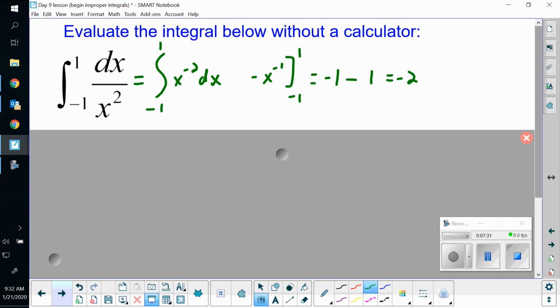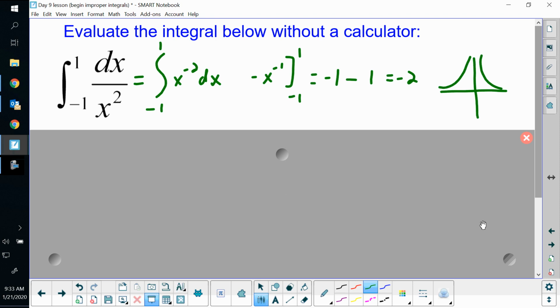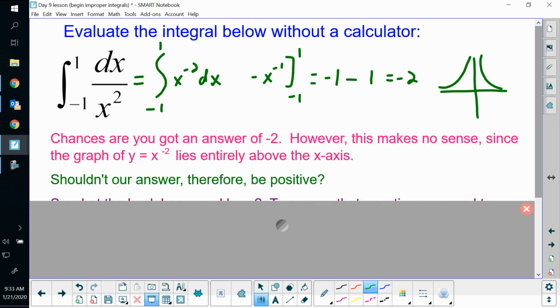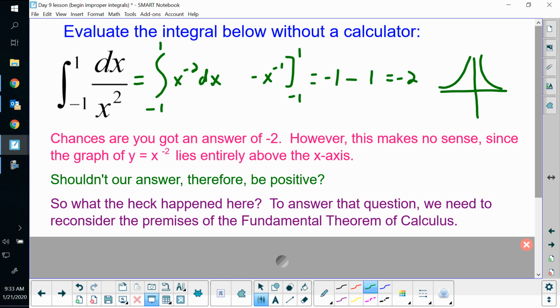But if we think of what the graph of 1 over x squared looks like, it looks something like this. The graph is entirely above the x-axis. So that means any area underneath should be represented as a positive number. So even though we got an answer here, this answer must be nonsense. And why did this happen?